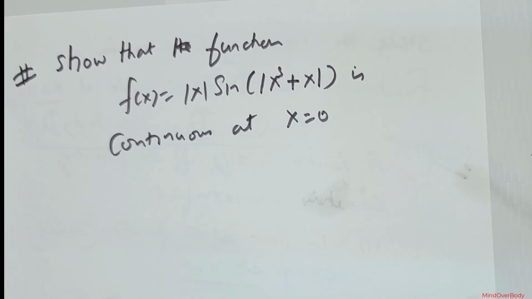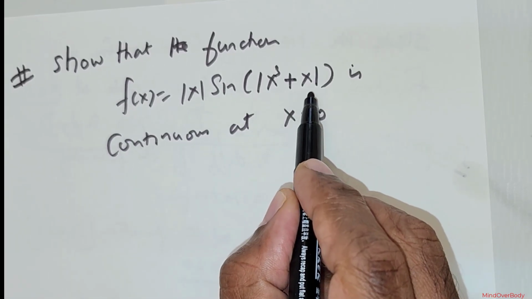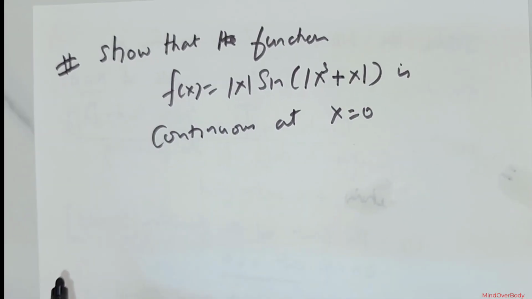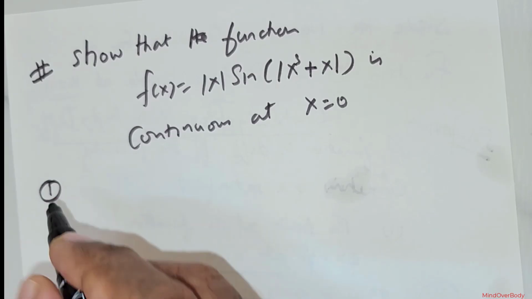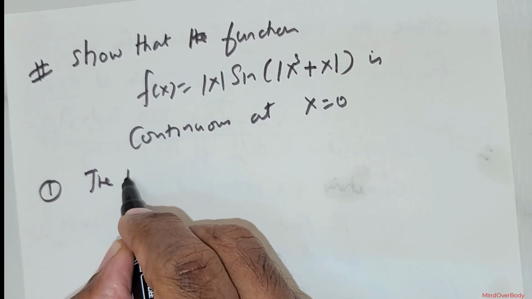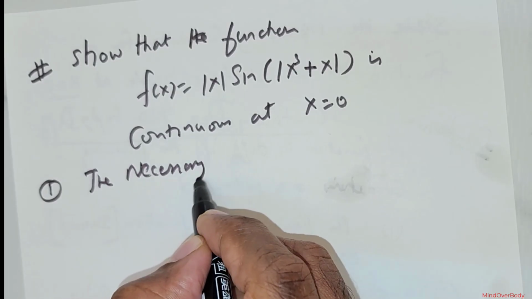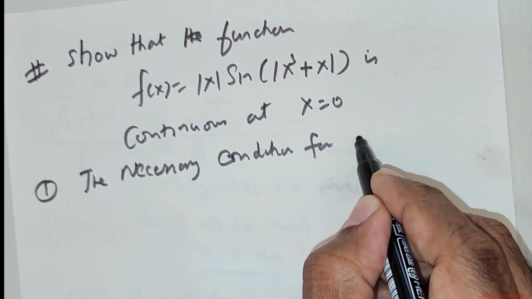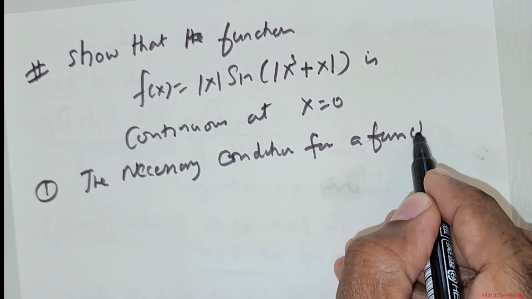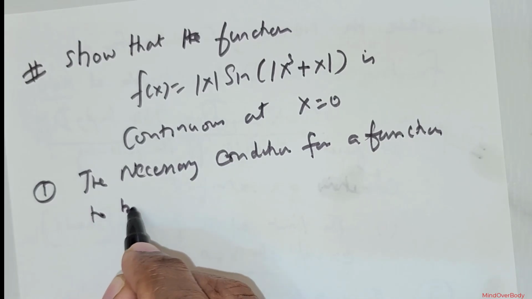Welcome everybody. In this class we will start off by showing that this function f of x is equal to modulus of x times sine of modulus of x cube positive x is continuous at x is equal to 0. So foremost, let me state the necessary condition for a function to be continuous.